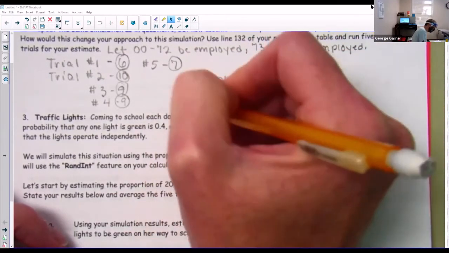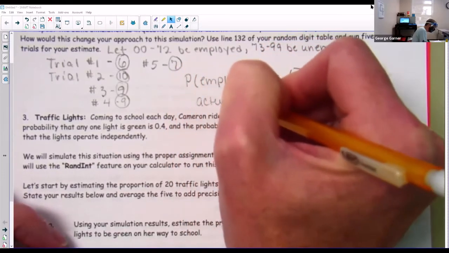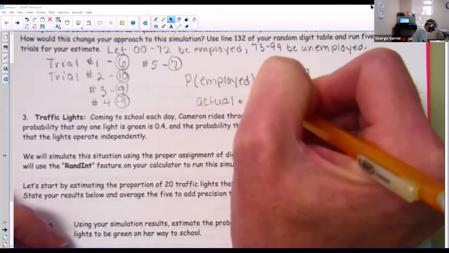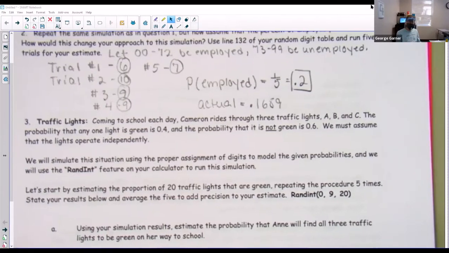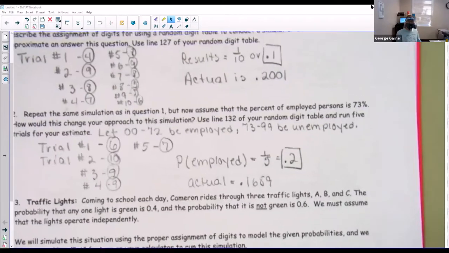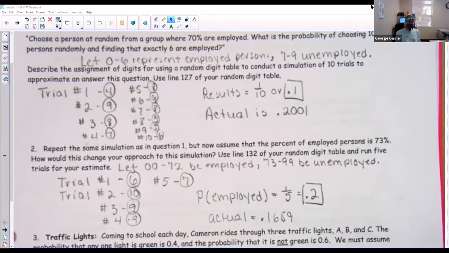Just so that you know, the actual probability is equal to 0.1689. Again, you're not too far off, but we would need a lot more repetitions to get closer. So you see the difference between the single digits and the double digits? The table gets pretty bad when you have to do 3. I'm just saying, it's pretty bad.